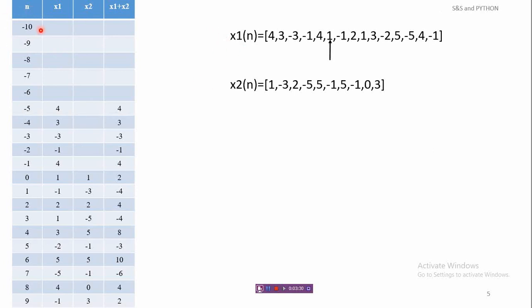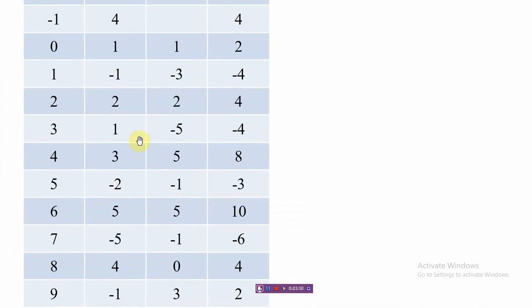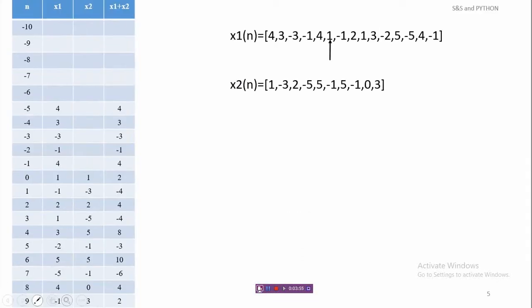So I have taken n ranging from minus 10 to plus 9. And x1 is actually extending from minus 5 to plus 9. So it starts from minus 5, and below that, since it is not present, we can take it as 0. So from minus 5 to plus 9, I have tabulated the sequence x1, and similarly x2 I have written in the second column starting from n is equal to 0, because it extends from 0 to 9.